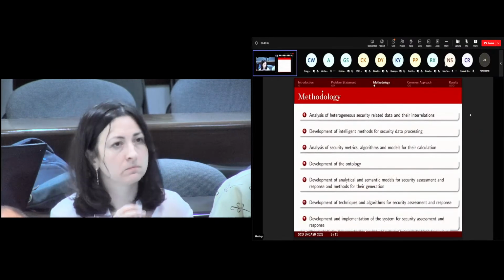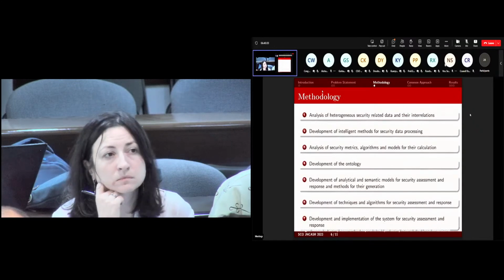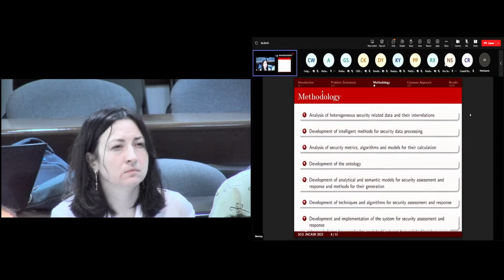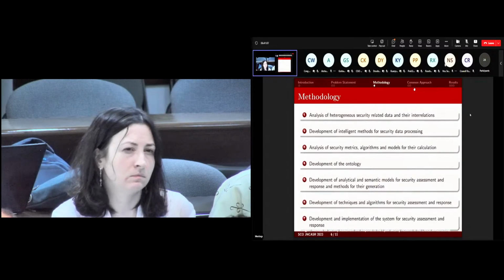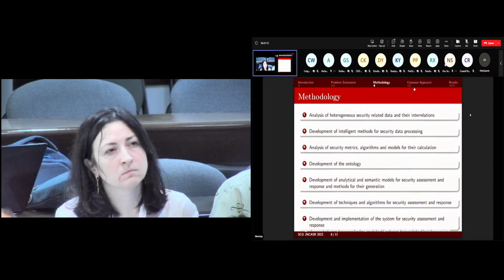To achieve the goal, the following methodology is used: analysis of heterogeneous security-related data and their interrelations, development of intelligent methods for security data processing, analysis of security metrics, algorithms, and models for their calculation, development of analytical and semantic models for security assessment and response and methods for their generation, development of techniques and algorithms for security assessment and response, and finally development and implementation of the system for security assessment and response.